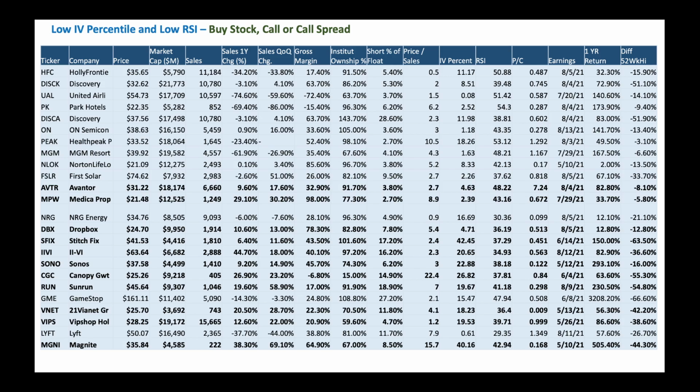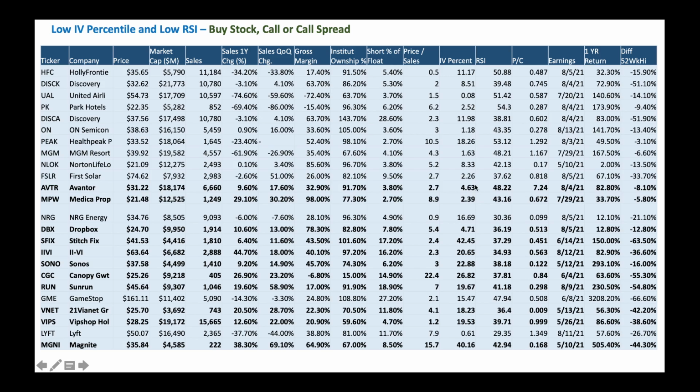If you see here, I've got IV percentile right here. As you scan through this, all this IV percentile is below 50. Below 50 is typically a lower IV percentile, meaning you can buy the call option or call spread, even a stock. When you buy options, you don't pay much because IV percentile is low.